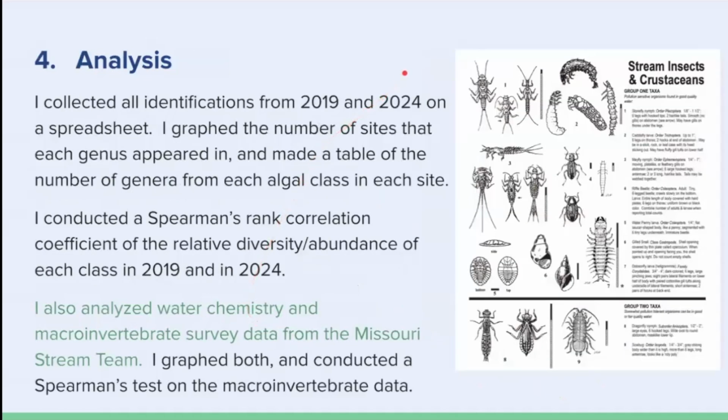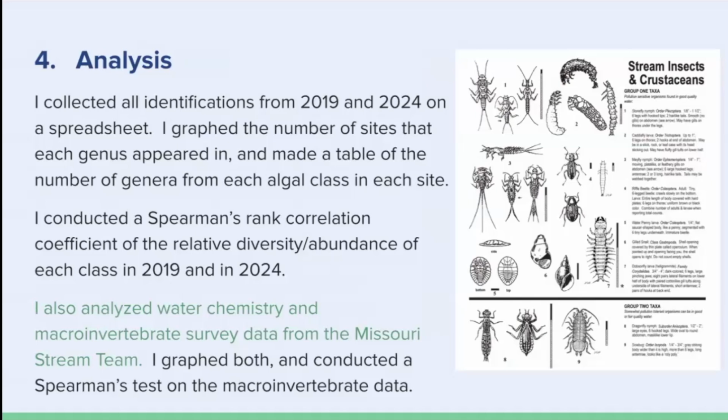Finally, analysis. This is sort of a doozy. So I collected all the identifications from 2019 and 2024 in a spreadsheet, and so we'll see the graphs and tables. I graphed the number of sites that each genus appeared in, and I made a table of the number of genera from each algal class in each site. And then for a bit more data analysis, I conducted a Spearman's rank correlation coefficient, which I'll explain, of the relative diversity / abundance of each class in 2019 and in 2024.